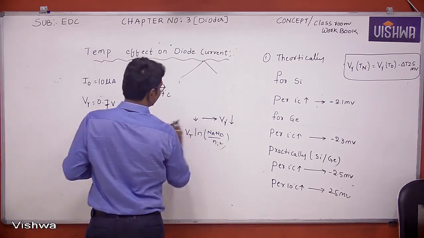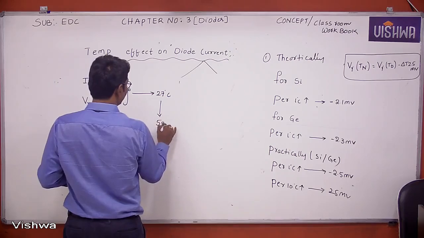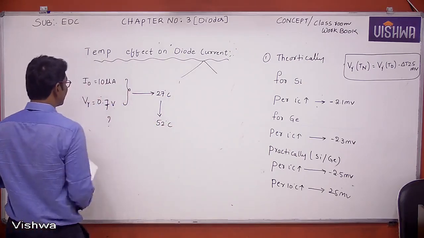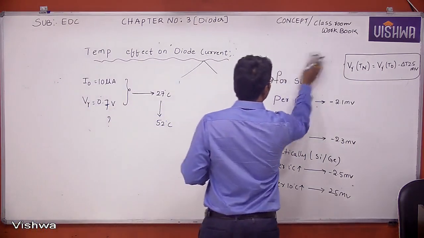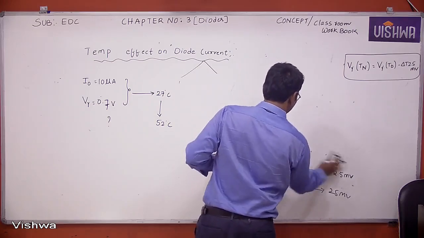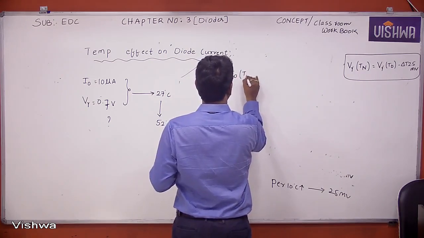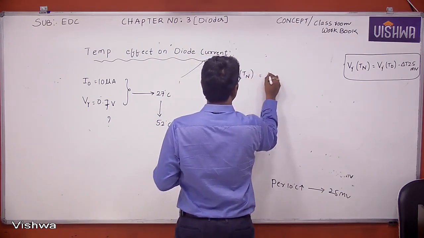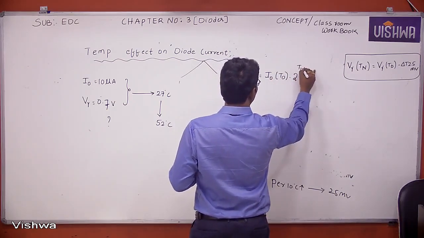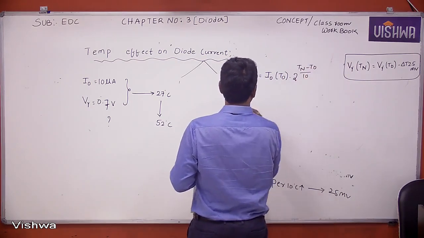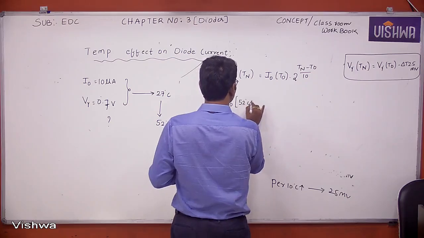If this temperature increases to 52 degree centigrade, what is the reverse saturation current and what is the cut-in voltage? That is the question. How to calculate reverse saturation current at any temperature? The formula: I naught of Tn is equal to I naught of T naught into 2 power (Tn minus T naught) by 10. Here we want to calculate reverse saturation current at 52 degree centigrade.